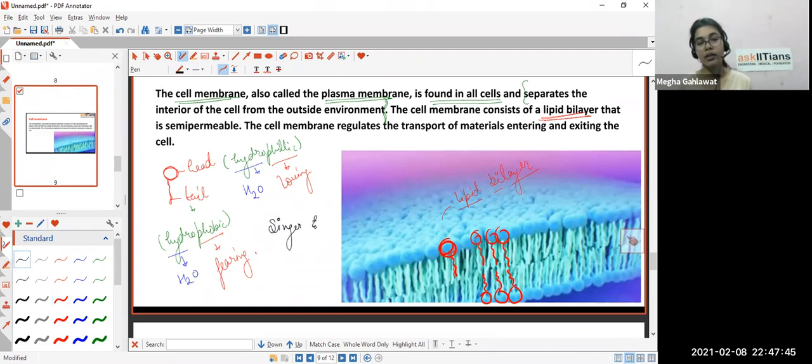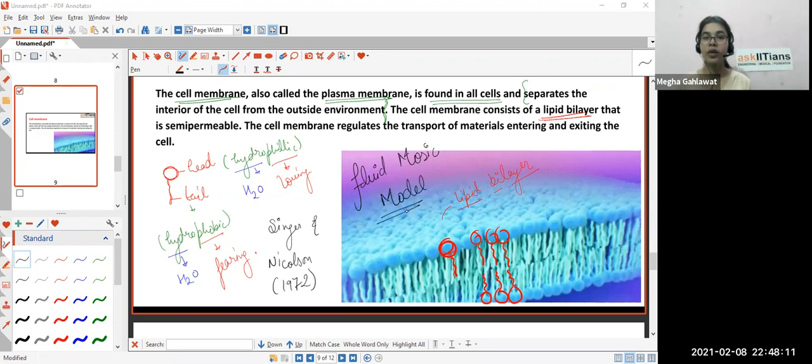Singer and Nicholson in 1972. So this was given by Singer and Nicholson in 1972, and this is called the fluid mosaic model. And this is the most accepted model throughout. Why? Because it explains most of the things, and it explains how exactly the cell membrane is structured, what the components of the cell membrane are, and how exactly it works.